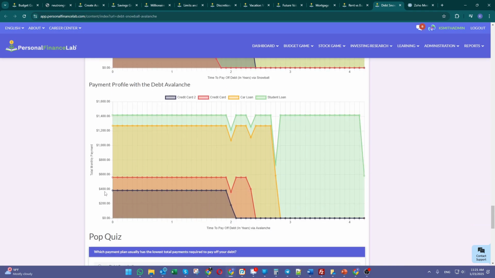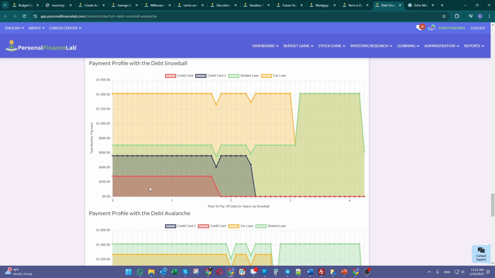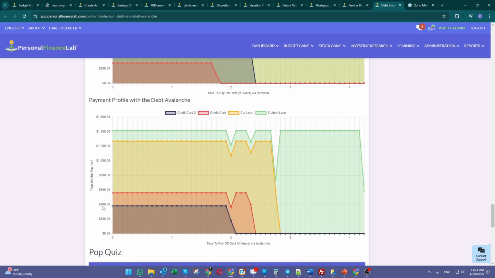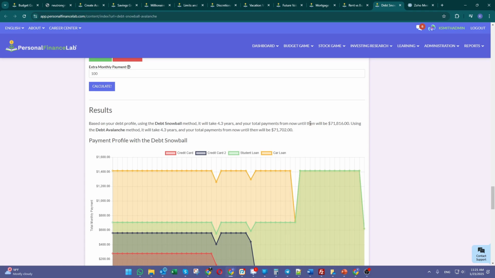And it does the same thing here with the debt avalanche, where the difference between a debt snowball and a debt avalanche is, with a debt snowball, you're going to pay off your loans with the smallest balance first. With the debt avalanche, you're going to pay off the highest interest rates first. And they get a comparison of if you pay them off with the two different methods, how much you're going to be paying in interest and how long it's going to take you to pay off the loans in total.